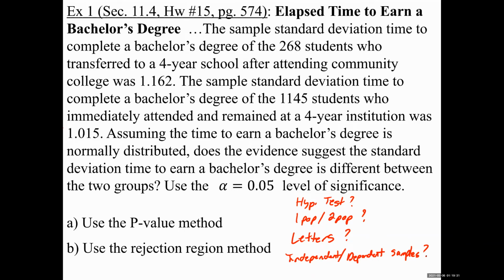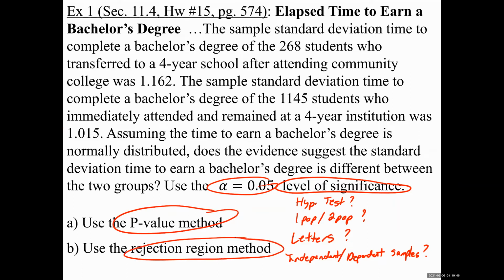First of all, how do we know it's a hypothesis test? Again, sometimes the problem will say perform a hypothesis test, or they'll use the word test, and that's a big giveaway that it's a hypothesis test. They don't say that here, but they do say level of significance. They give you an alpha. They say p-value method. They say rejection region method. And the only time you see those phrases is if it's a hypothesis test. So we know it's a hypothesis test.